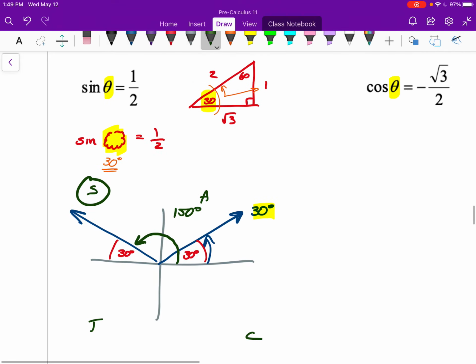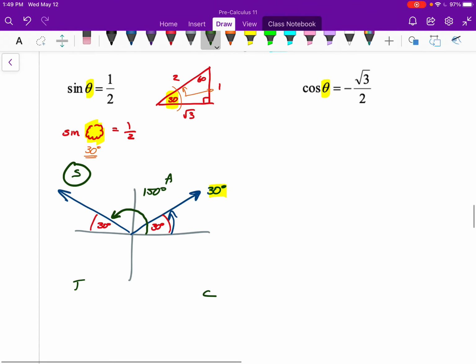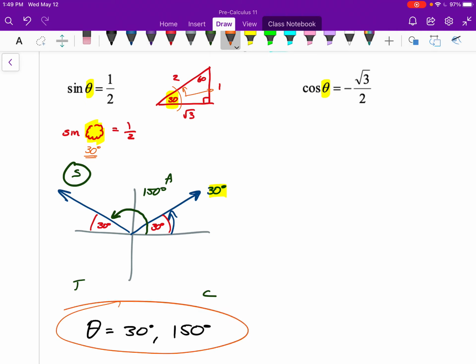And so going back to the actual question, the sine of theta equals 1/2. So what is theta? Theta equals 30 degrees or 150 degrees. There's two solutions to this equation. And if you go to your calculator and you type in the sine of 30, it will tell you 0.5 or a half. And if you type in the sine of 150, it'll tell you 0.5. That just kind of confirms that we're correct.